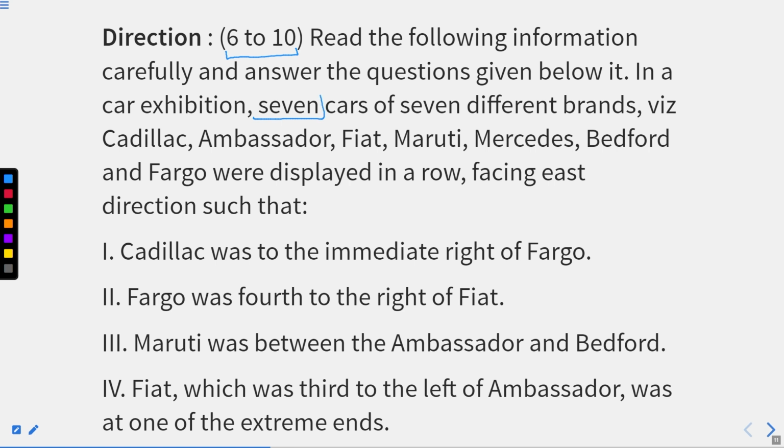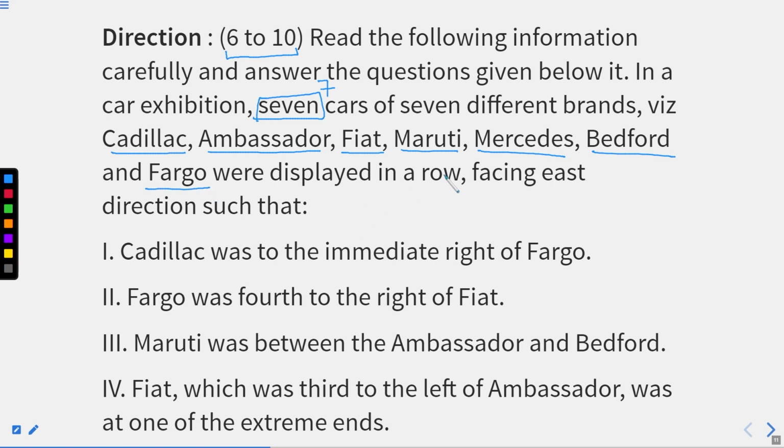So mark this number 7. Here we are going to discuss 7 cars. Initially we were discussing 8 people, right? So 7 cars of 7 different brands. The first brand is Cadillac. Then second is Ambassador. The third is Fiat. The fourth is Maruti. Then fifth is Mercedes. Then sixth is Bedford. And the seventh one is Farrago.